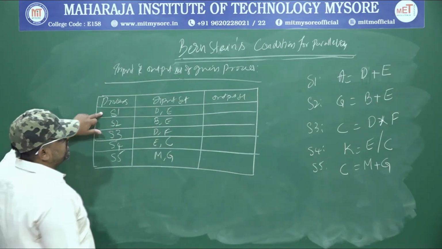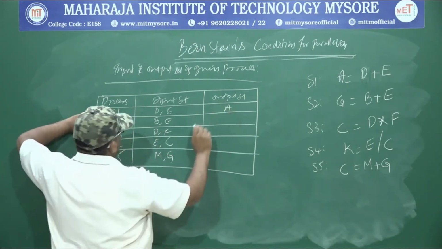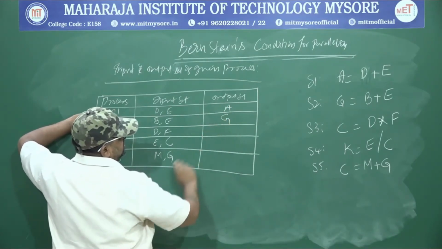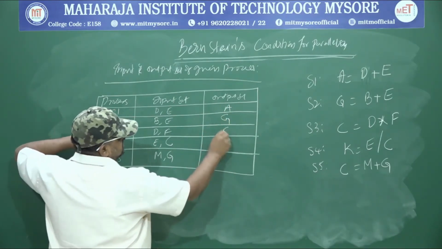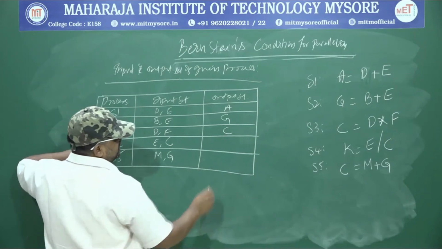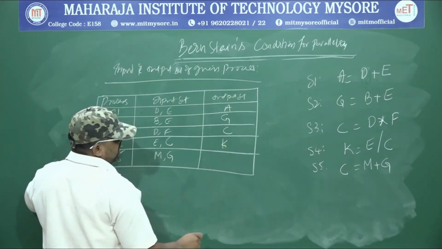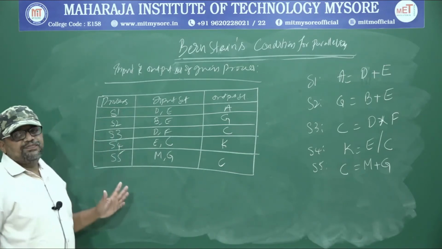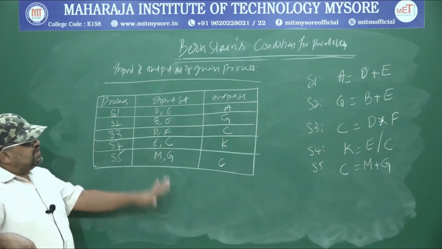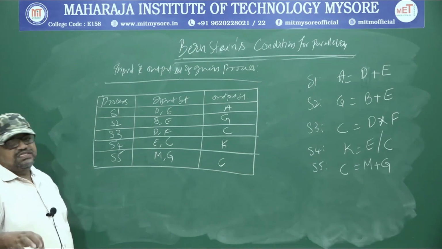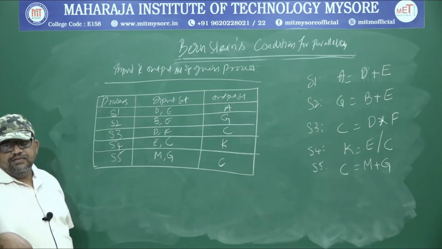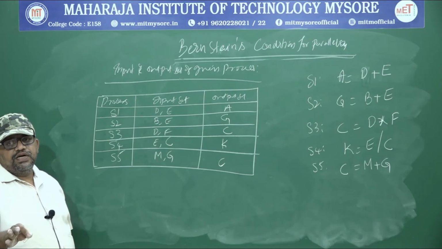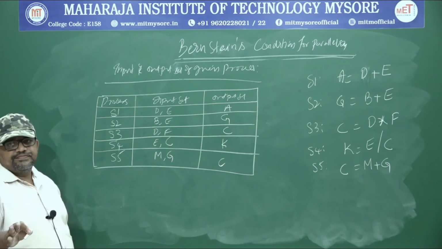Now what is the output for S1? It is going to be A. Output for S2 is G. Output for S3 is C. Output for S4 is K. Output for S5 is C. Right? So the first step is list out the inputs and outputs set. Clear? List out the input and output set.